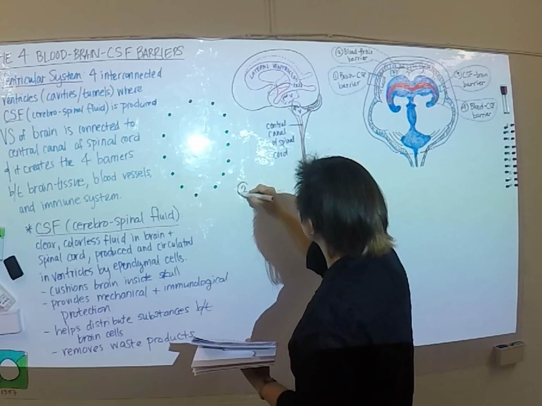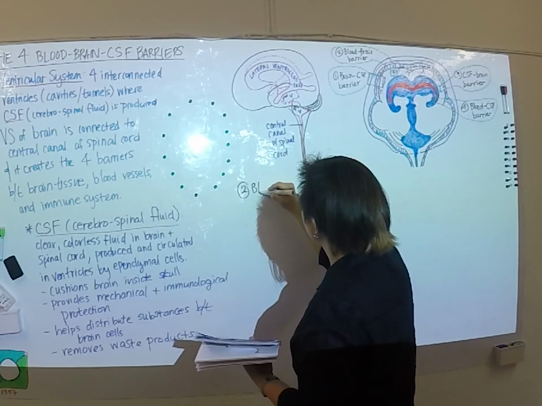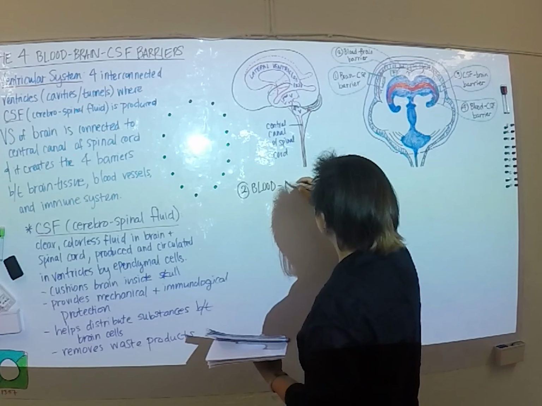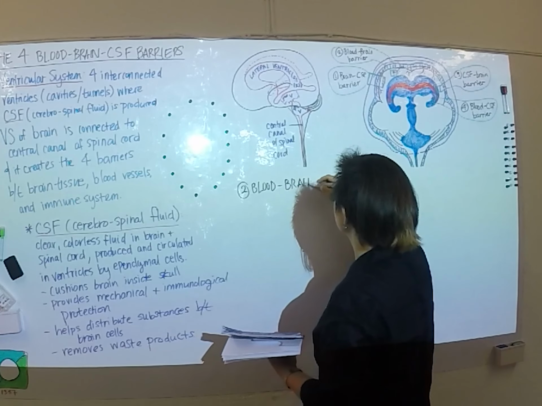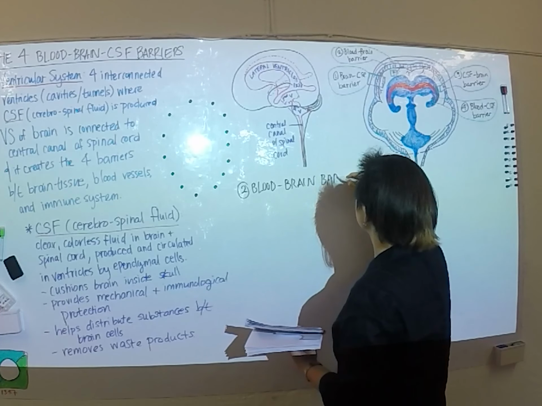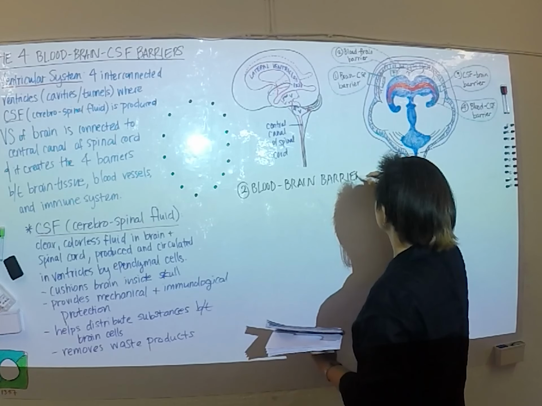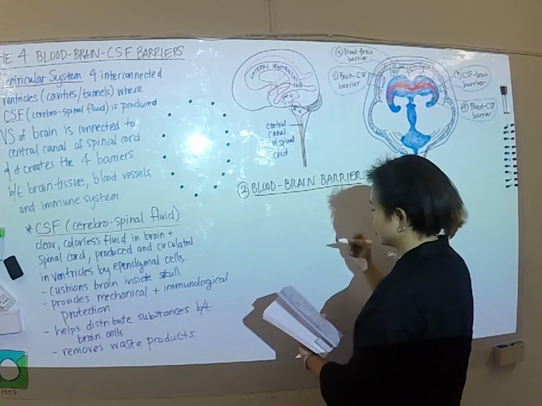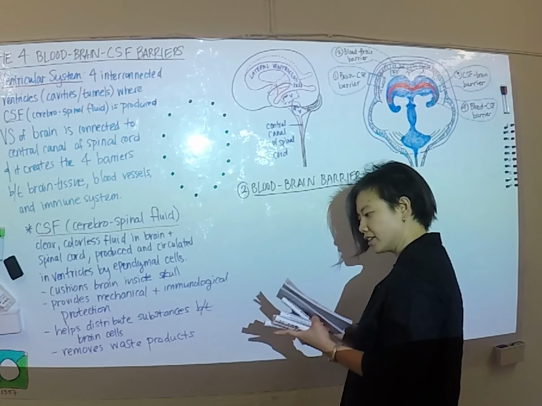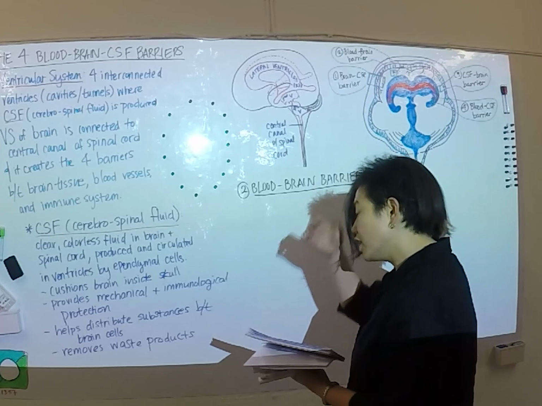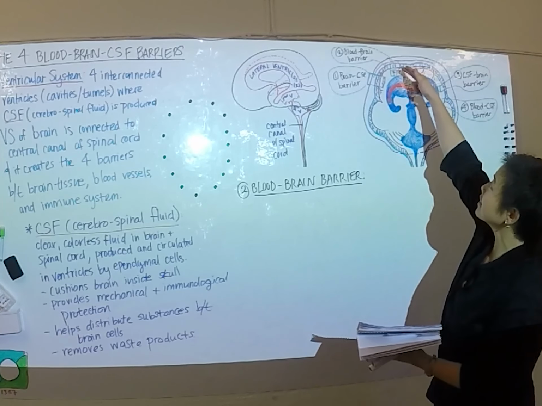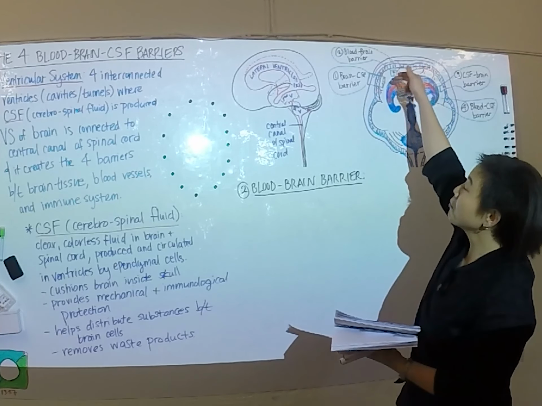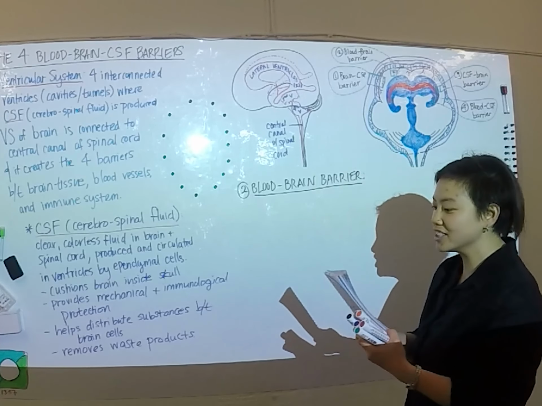2. The blood-brain barrier. Okay. So what does this one look like? So this is when we've got capillaries coming into the actual brain tissue.